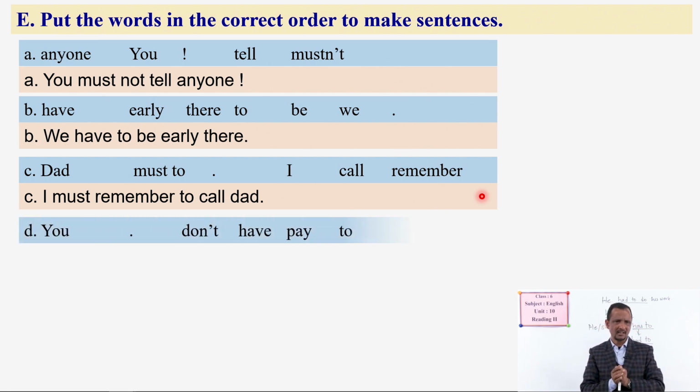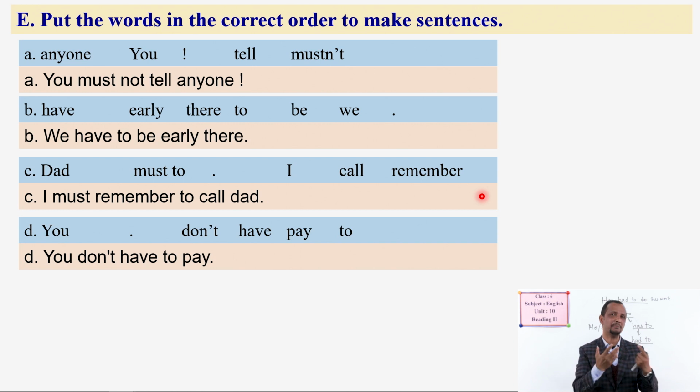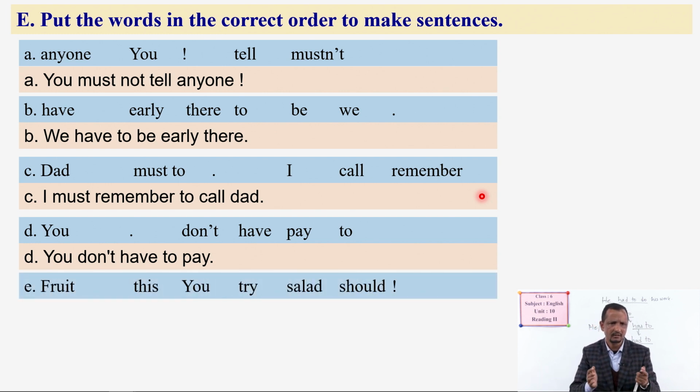Now next one. What is it? You don't have pay to. What is it? Please fast. Go ahead. Well, you don't have to pay. Right. You don't have to pay. Means what? I will pay. Okay. Thank you very much. Now next one. Fruit. This you try salad should. Let's see here. Well, you should try this fruit salad.